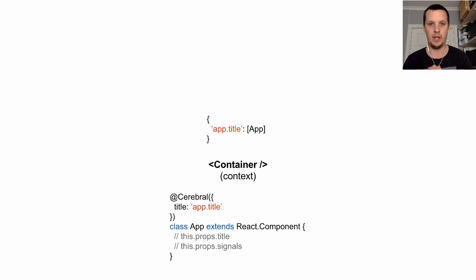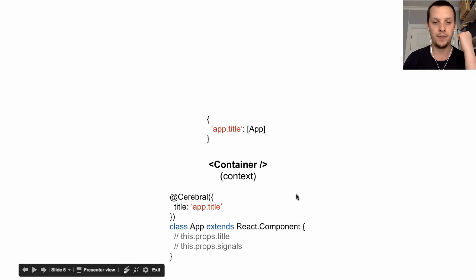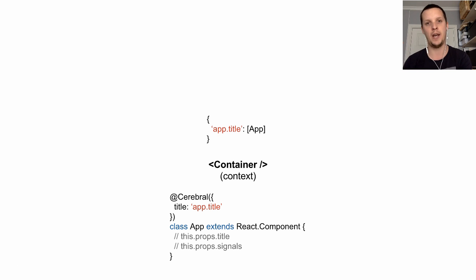What happens now in the container, which is new, is that every component of your application will register itself to the container. So when it mounts, it registers itself to the container and it delivers its state dependencies. So if we had just one component here, it would register the app.title path to the container. And the container now knows that whenever there's a change on app.title, it wants to render the app component.